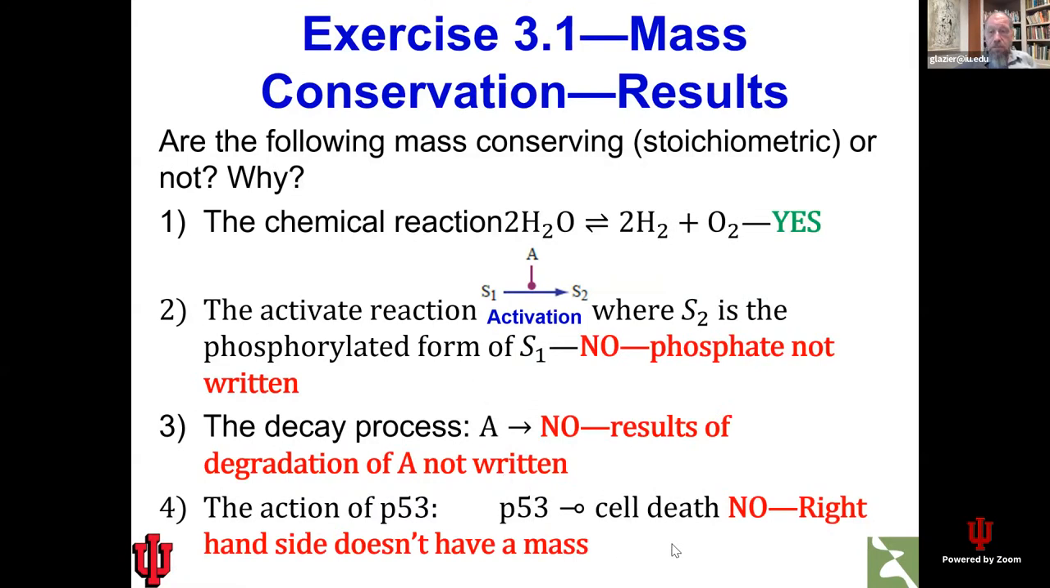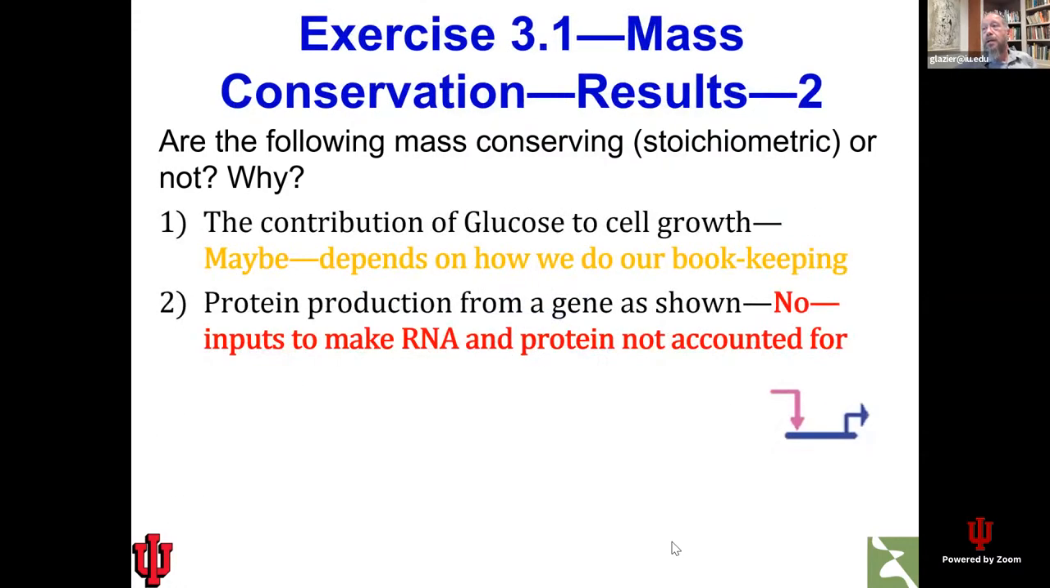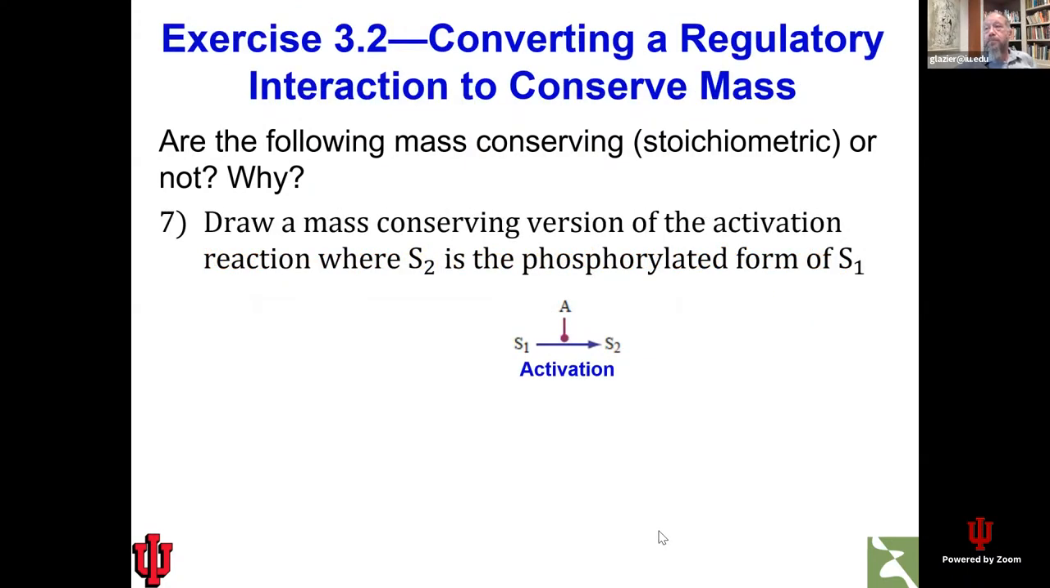So here's some examples. We've already talked our way through there. All right. So if I wanted to make a mass conserving version of this phosphorylation diagram, what would I do? Maybe people could just write on a piece of paper what they think that might look like. And I already told you a little bit about what it would have to look like.